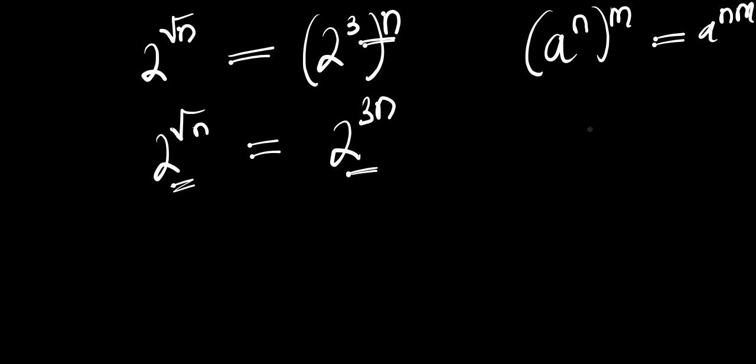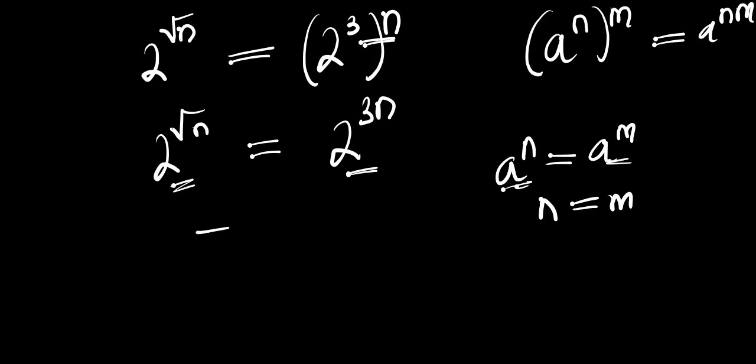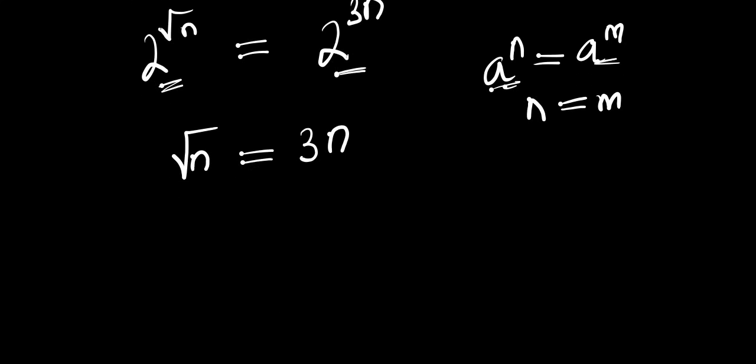Now don't forget, if you have a power n equals a power m, it simply means n equals m, since the bases are the same. So that means we are going to have root of n equals 3n. And because of this, we need to try and eliminate this square root. And for us to achieve that, we simply raise this to the power of 2, and we raise this to the power of 2.